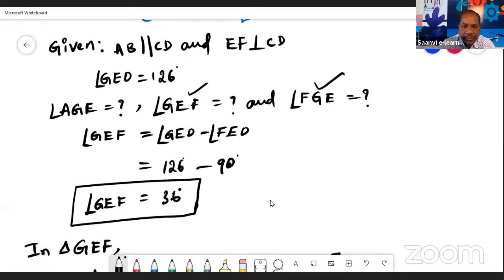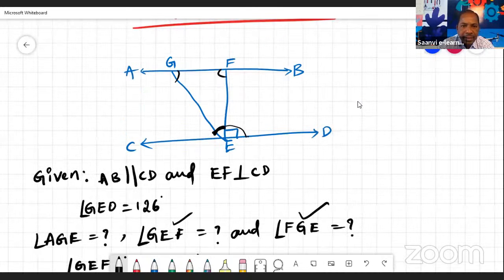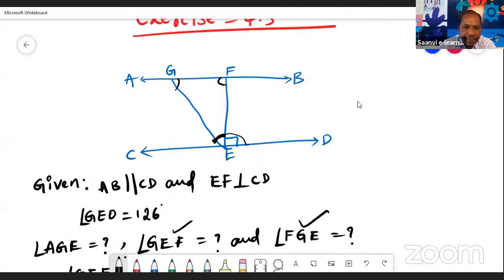First we found angle GEF. Next we have got angle FGE. Next, what angle did we need? Angle AGE. Angle AGE we needed. Observe angle AGE once, what angle is it? It means this angle. This angle we have to find out.